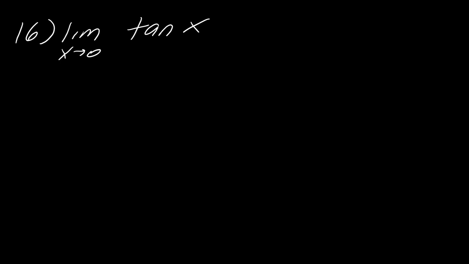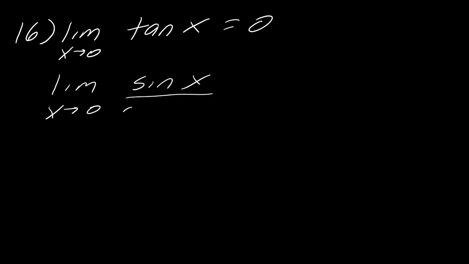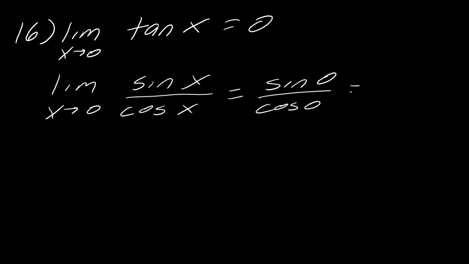Okay, so for 16 here, I have the limit as x approaches 0 of the tangent of x. Hopefully you just know this off the top of your head. This just equals 0. My pen wasn't working. Of course, if you weren't totally sure, you could always break this into sine over cosine. Sine of 0 is just 0. Cosine of 0 is 1. So I have 0 over 1, which still equals 0.